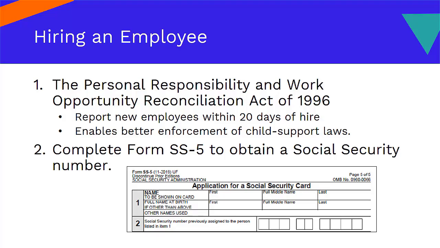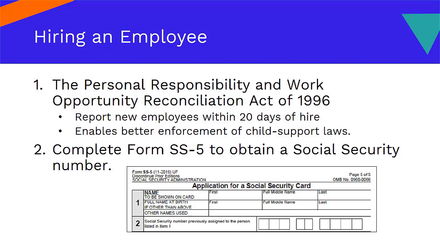When hiring a new employee, employers must follow the Fair Labor Standards Act. Now, the second law we learn is the Personal Responsibility and Work Opportunity Reconciliation Act, 1996, during the Bill Clinton administration. This law mandates that businesses report new hires within 20 days. The question is, why? Because it helps support enforcement of child support.